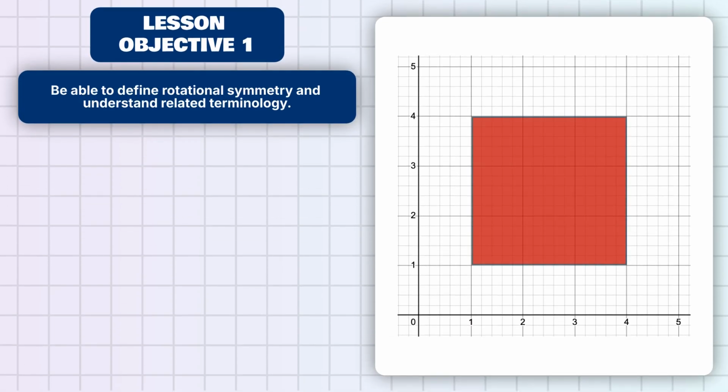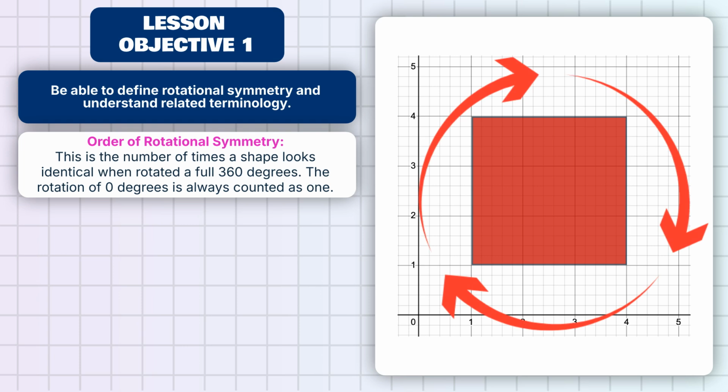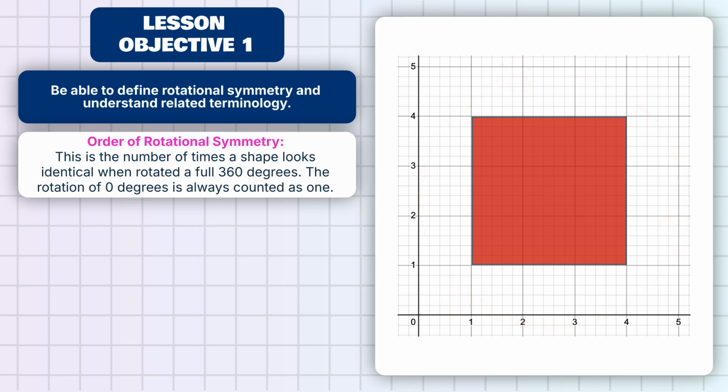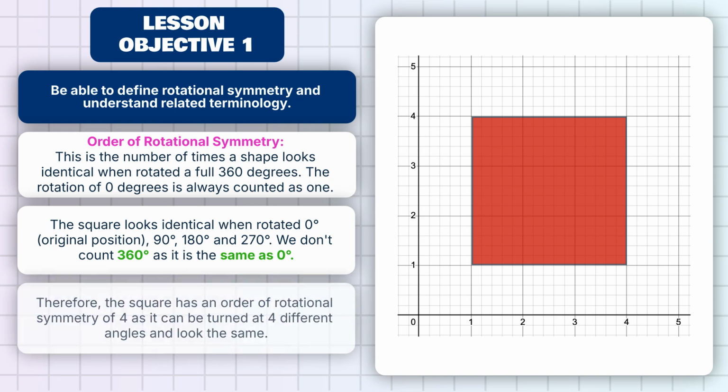Let's introduce some new terminology to describe this insight. We have order of rotational symmetry. This is the number of times a shape looks identical when rotated a full 360 degrees. The rotation of 0 degrees is always counted as 1. For example, for the square, as mentioned, it looks identical when rotated 0 degrees, which is its original position, 90 degrees, 180 degrees, and 270 degrees. We don't count 360 degrees since it is a full rotation and therefore the same as 0 degrees. Thus, a square has an order of rotational symmetry of 4, as it can be turned at 4 different angles and look the same.